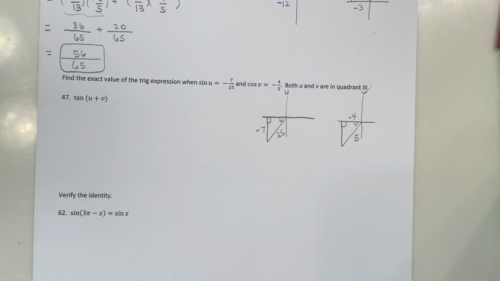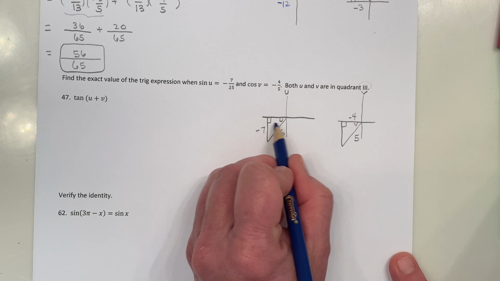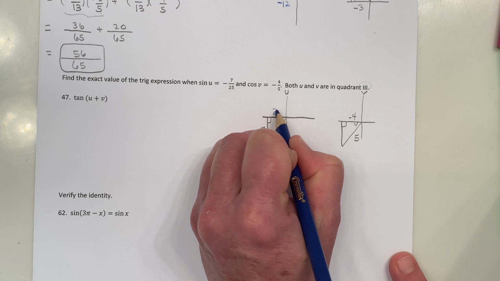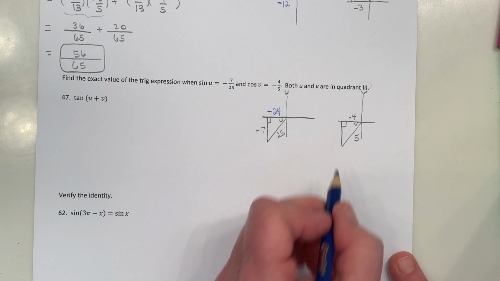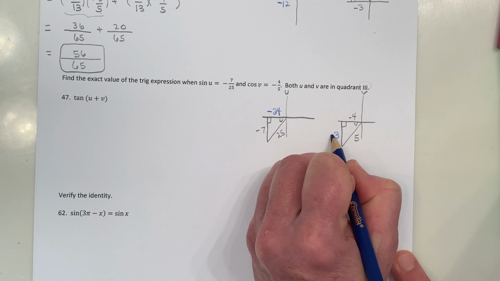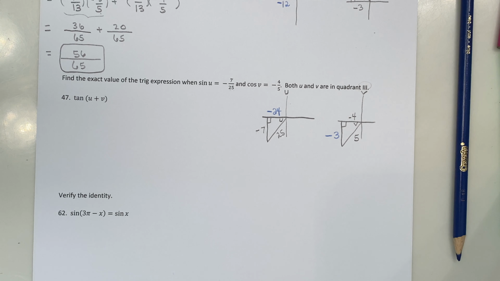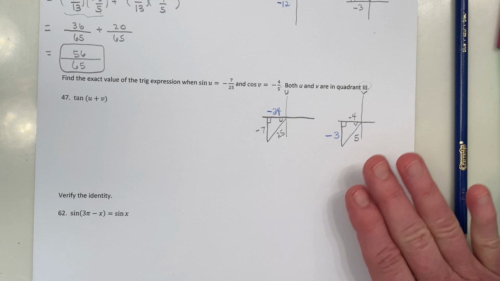Okay, we're going to have to use some Pythagorean theorem to help us find the missing sides. So if we did that with Pythagorean theorem, this is going to be a distance of 24, but remember we're in quadrant 3, so that has to be negative. Likewise, this is another 3, 4, 5 triangle, so this is 3, but remember it's negative. If we don't get the positive and negative signs right, that's going to make our answer over here off.